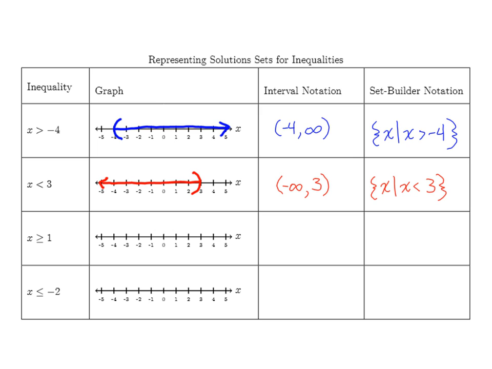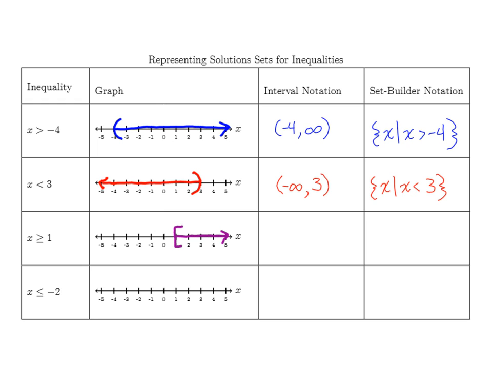The next inequality we have is x greater than or equal to 1. The key thing to note here is that this or equal to means that we will include the number 1. To show that when graphing this inequality, we'll put a square bracket on 1, and since it's greater than or equal to, we're going to go to the right. So I'm going to put a square bracket on 1 and then draw a line that points to the right. Notice that that square bracket also points to the right.